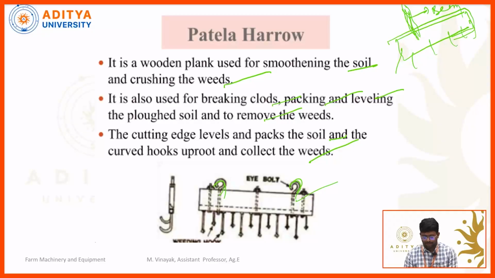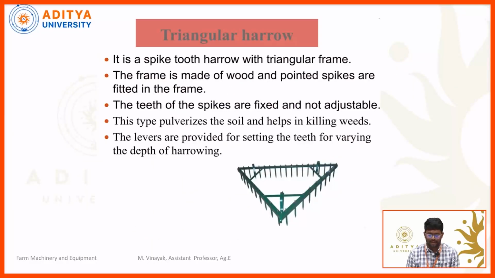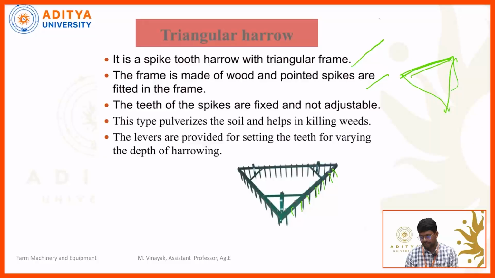This one is the top view of the patella harrow. This one is the side view of the patella harrow. This is also one type of harrow, the triangular harrow. One triangular frame is there. The triangular frame contains a number of teeth and pegs. This is a triangle shape, and it contains a number of teeth and pegs. By using clamps, we can connect these teeth and pegs to this harrow.